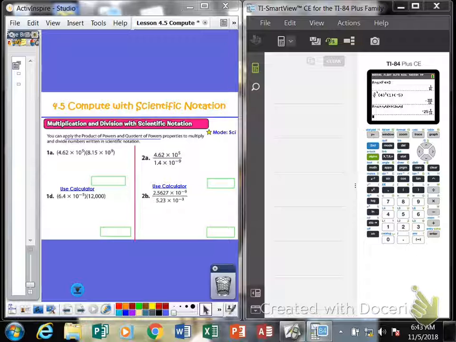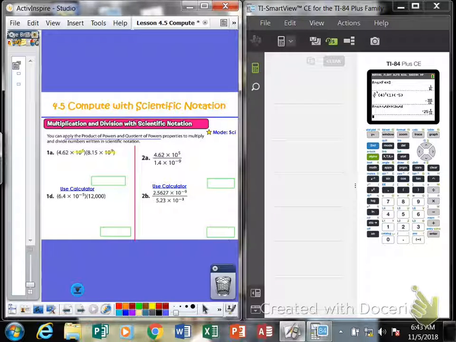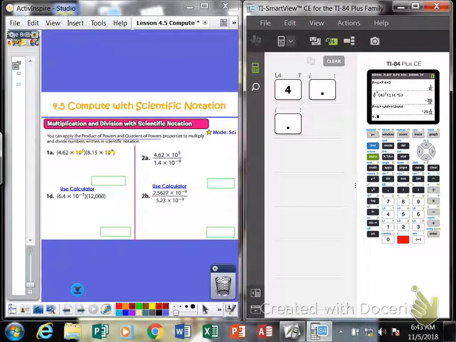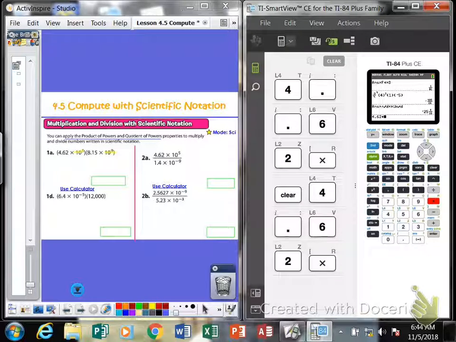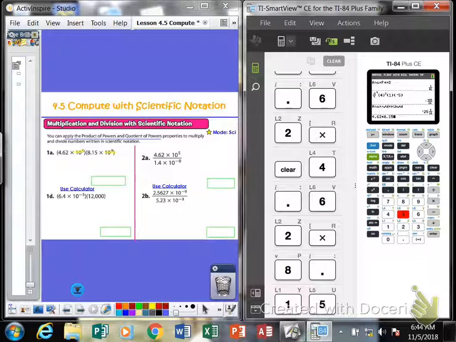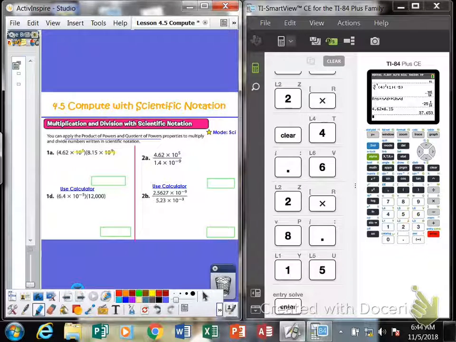So basically, if we are in 1a, when we multiply this, I'm going to use the product of powers because we're multiplying bases that are the same. What I'm looking at here is 10 to the 5th and 10 to the 9th. That's the same. So the first thing we do is multiply 4.62 by 8.15, and we are going to get 37.653.